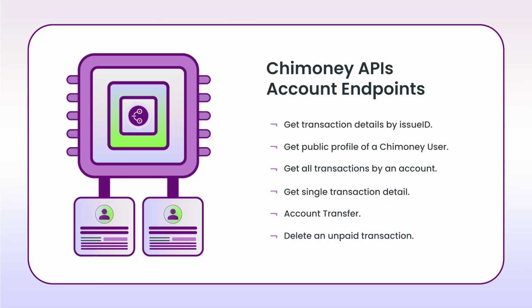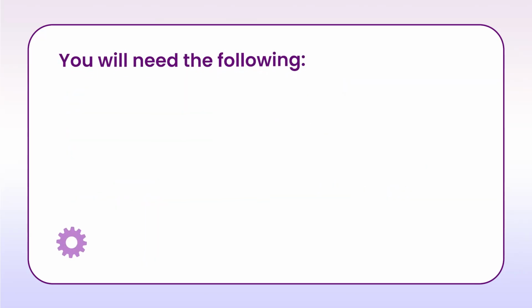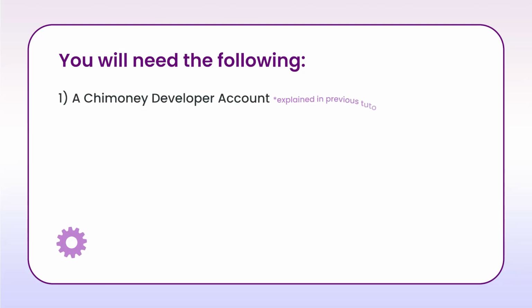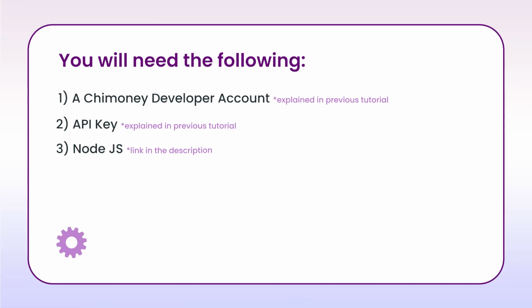Before we begin, make sure you have the following prerequisites: a Chimoney developer account, your API key from the Chimoney portal, Node.js installed on your machine, and the Axios library installed in your project. If you haven't set up your Chimoney developer account yet, refer to our previous tutorial linked in the description box.